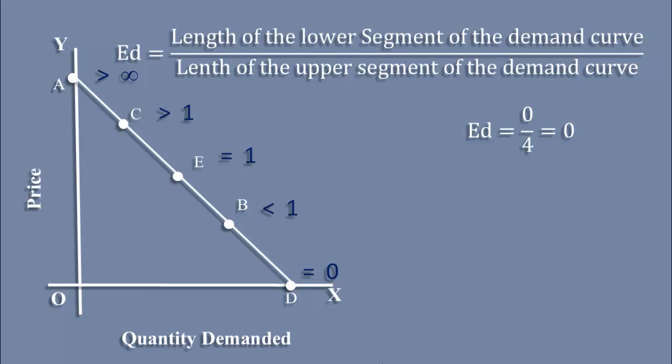Here, the thing that we have to understand is, though the slope is uniform and the demand curve is linear, the elasticity is not the same at different points.